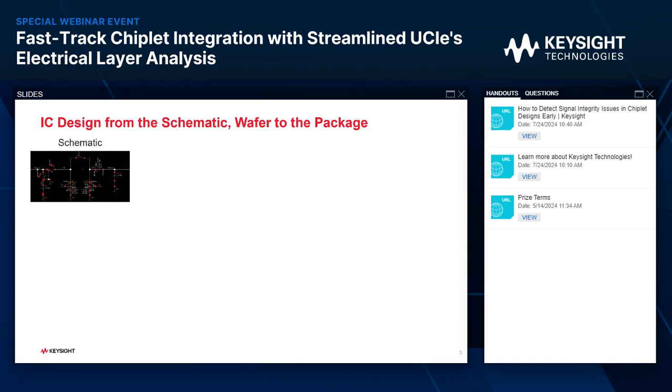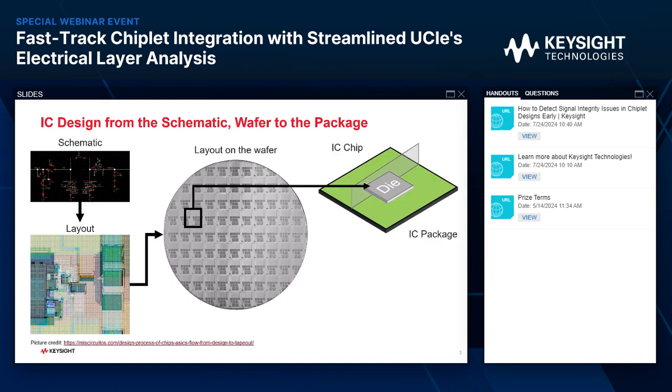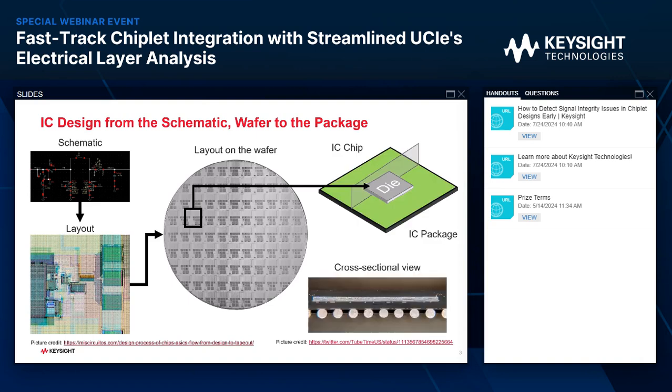Before I start, I would like to set the stage by describing the traditional chip design process. It starts with the schematic, where the designer places electrical components and ensures the performance requirements are met. Once the schematic is ready, engineers translate electrical components into the layout that will be printed on the wafer. The die from the fabricated wafer will become a chip. Here is a cross-section of a chip. Now we have the background.